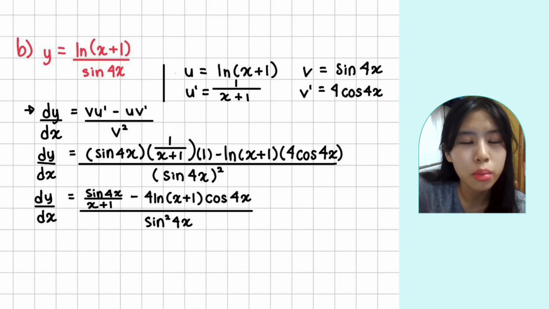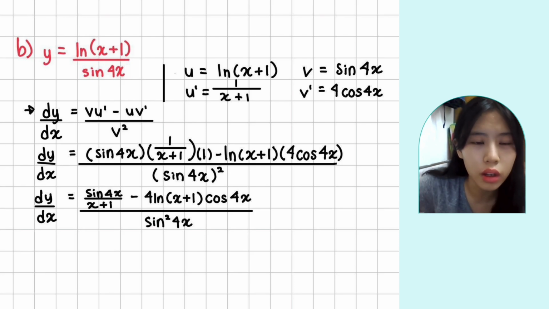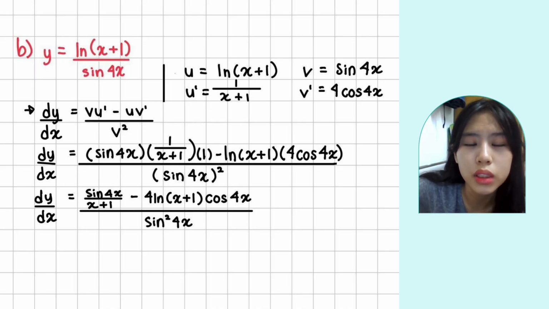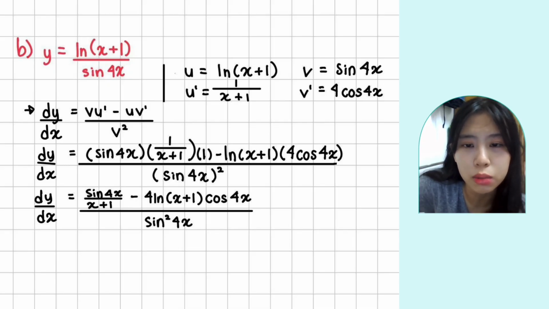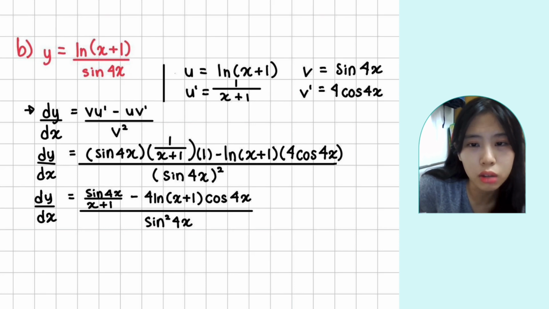For question 2b, we must find the dy/dx of y = ln(x + 1) over sin 4x. Whereas u is the numerator, ln(x + 1), and v is the denominator, sin 4x. Once we identify u and v, we must find their derivatives. When we differentiate u = ln(x + 1), we get u' = 1/(x + 1). And when we differentiate v = sin 4x, we get v' = 4 cos 4x.